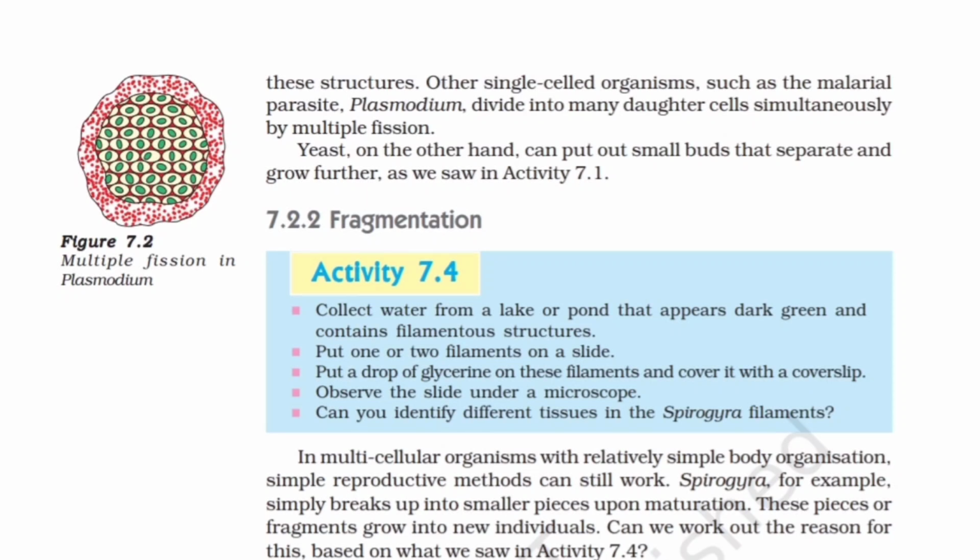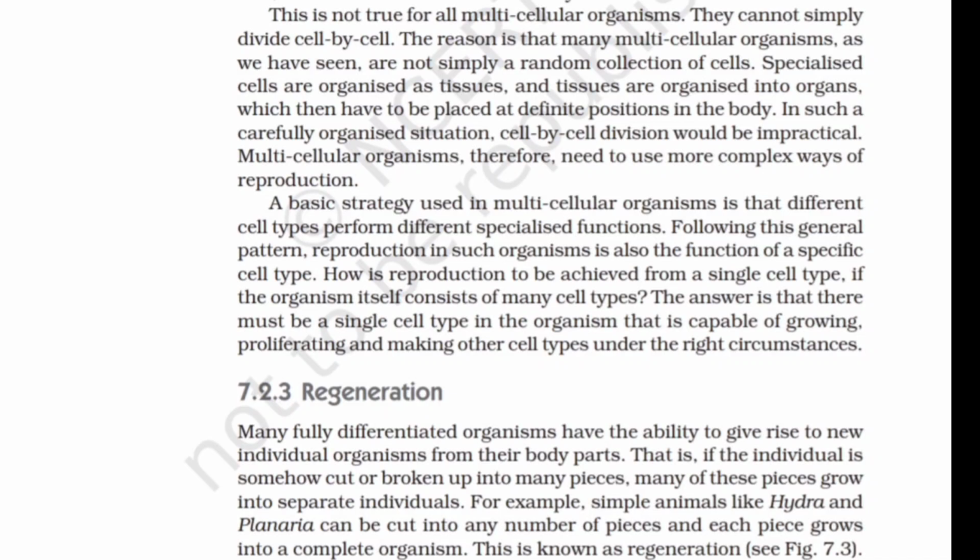In multicellular organisms with relatively simple body organization, simple reproductive methods can still work. Spirogyra, for example, simply breaks up into smaller pieces upon maturation. These pieces or fragments grow into new individuals. Can we work out the reason for this, based on what we saw in Activity 7.4? This is not true for all multicellular organisms.